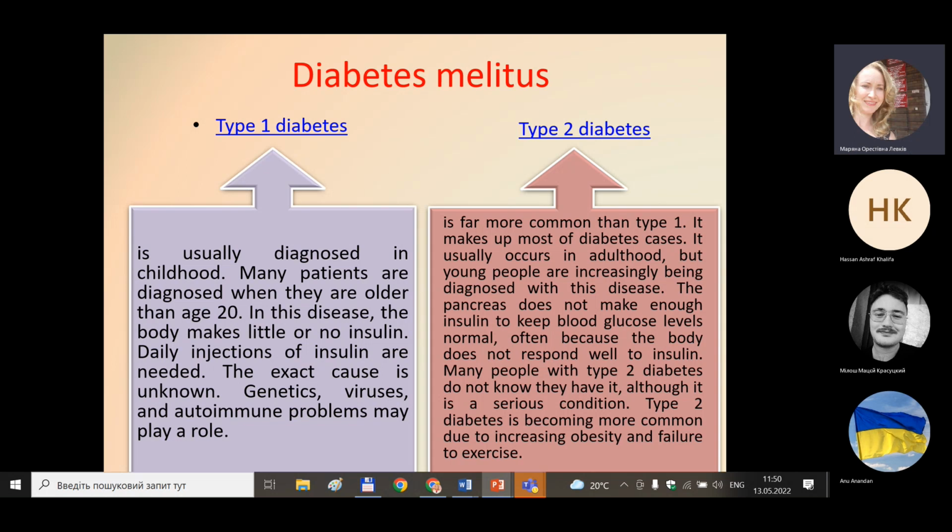Type 2 diabetes is far more common than type 1. It makes up most of diabetes cases. It usually occurs in adulthood, but young people are increasingly being diagnosed with this disease. The pancreas does not make enough insulin to keep blood glucose levels normal, often because the body does not respond well to insulin. Many people with type 2 diabetes do not know they have it. Also, it is a serious condition. Type 2 diabetes is becoming more common due to increasing obesity and failure to exercise.